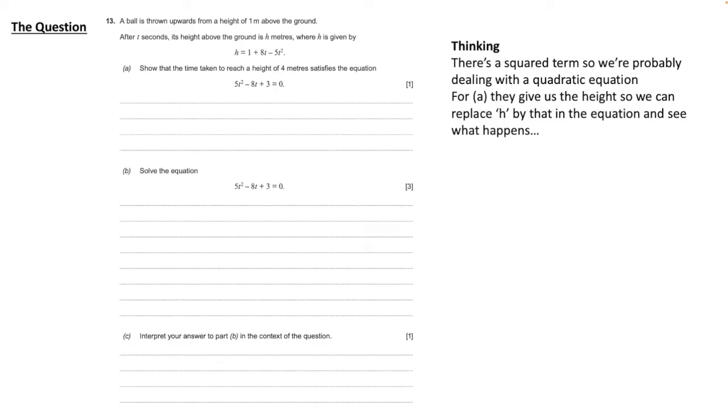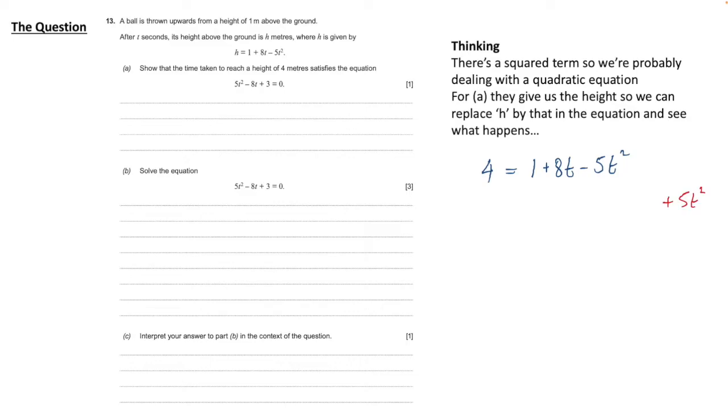For part A, they give us the height, so we can replace h by that in the equation and see what happens. So that means we have, instead of h equals 1 plus 8t minus 5t squared, we have 4, which is the height, equals 1 plus 8t minus 5t squared.